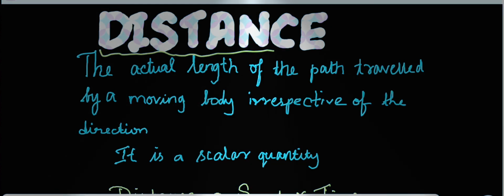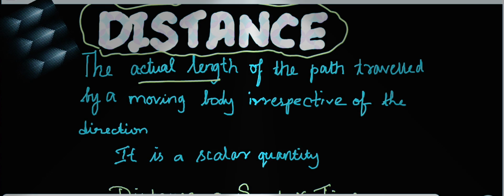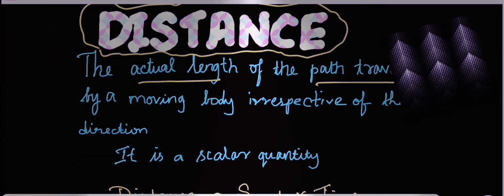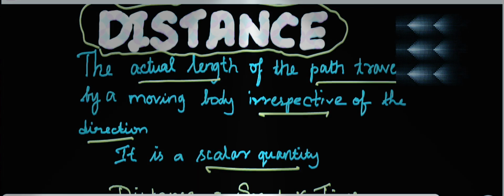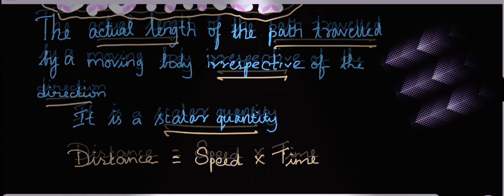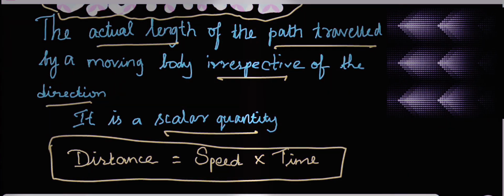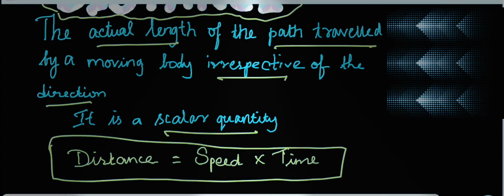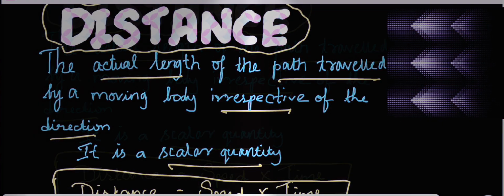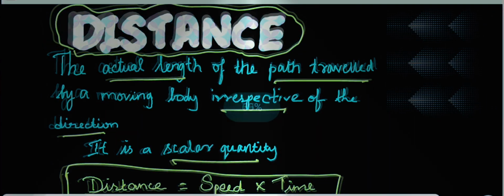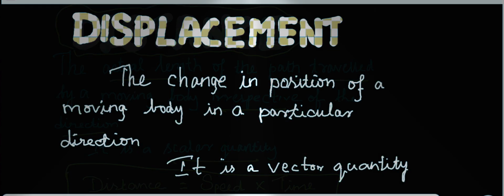Now let us learn what is distance. The actual length of the path travelled by a moving body irrespective of the direction. It is a scalar quantity. Distance is equal to speed into time. So the actual length of the path travelled by a moving body irrespective of the direction is distance.